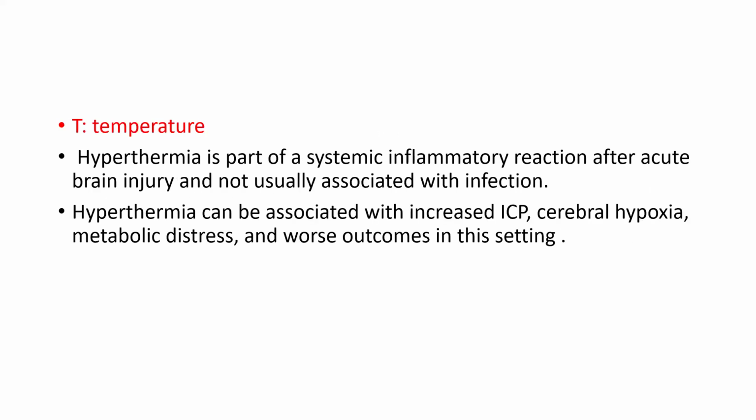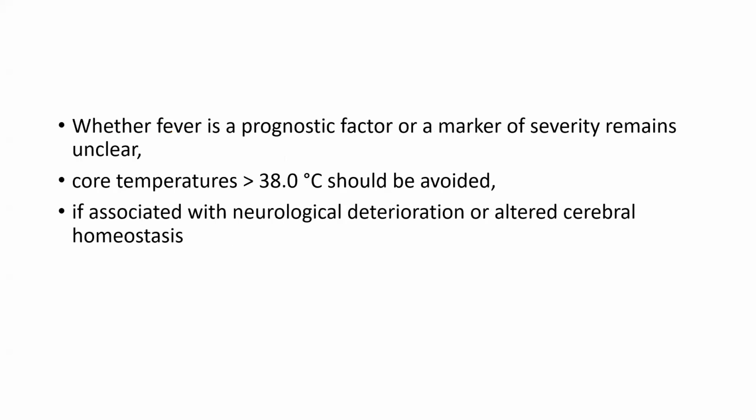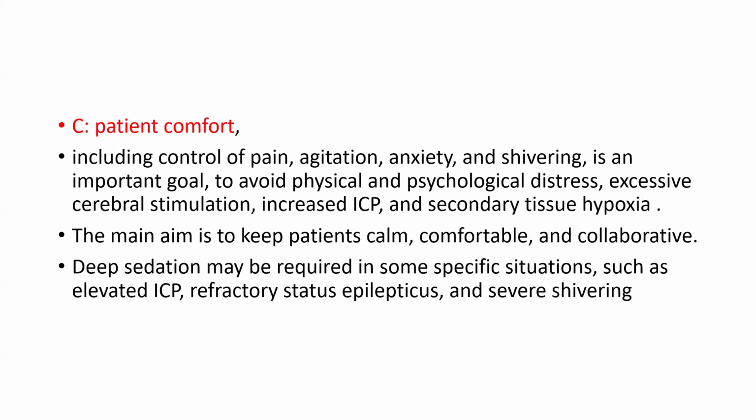So next is T, and T stands for temperature. Hyperthermia is part of the systemic inflammatory reaction which occurs after acute brain injury, and it is not at all associated with infection. Hyperthermia can be associated with increased ICP, cerebral hypoxemia, metabolic distress, and worse outcome. Whether fever has prognostic implications in managing traumatic brain injury is unclear, but definitely we should avoid a core temperature of more than 38 degrees Celsius because it is associated with neurological deterioration and altered cerebral homeostasis.